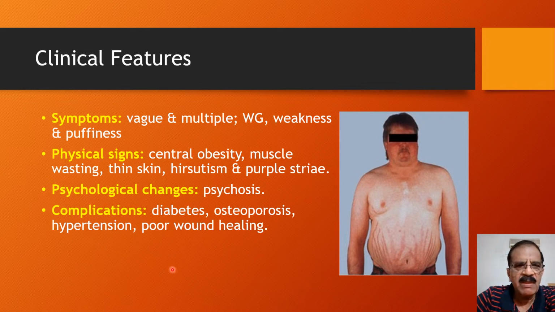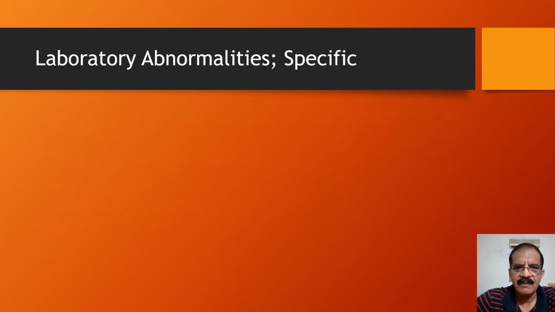Complications of Cushing: because glucocorticoids can produce diabetes, especially in those patients who were already prone, once they develop Cushing syndrome, they may develop frank diabetes. Glucocorticoids may cause osteoporosis, they may cause hypertension, and they may also cause poor wound healing. So these may also be clinical features of Cushing.